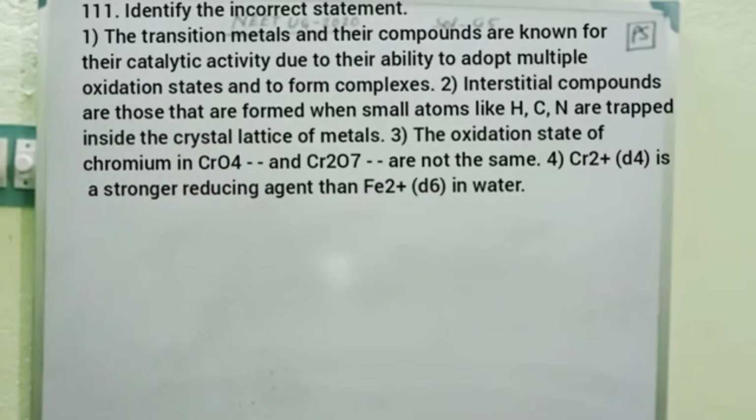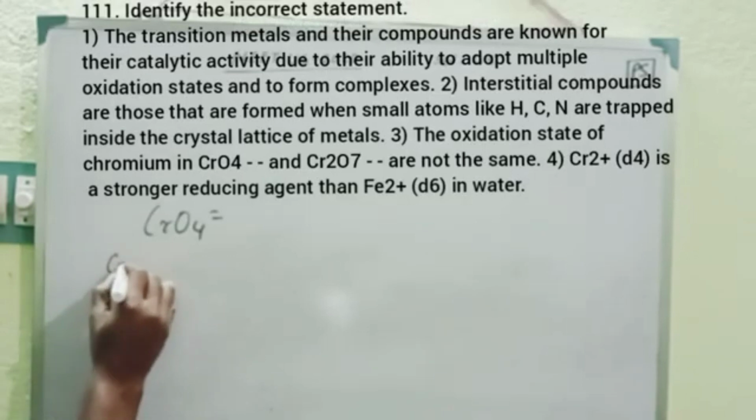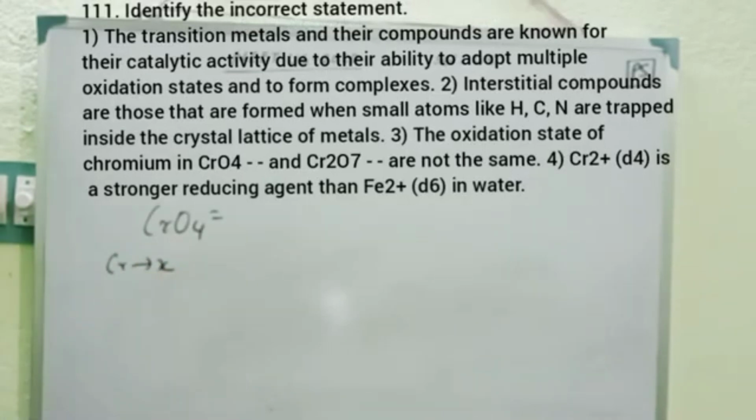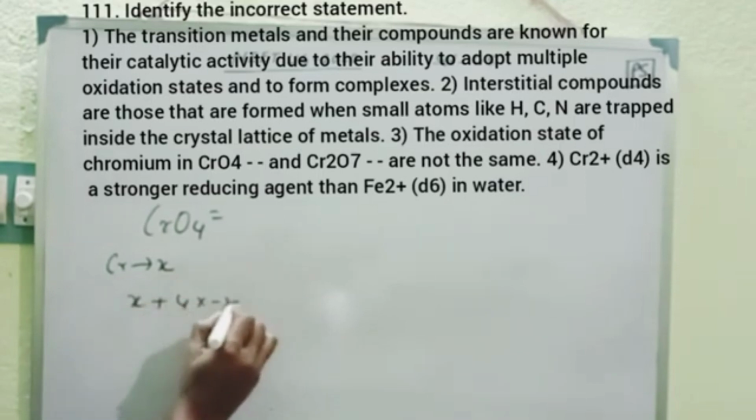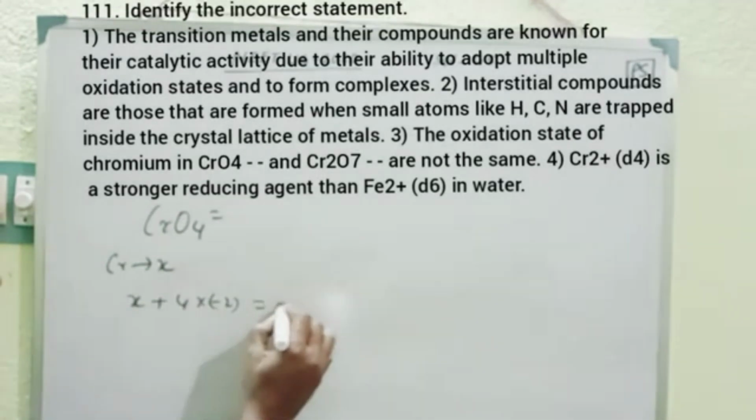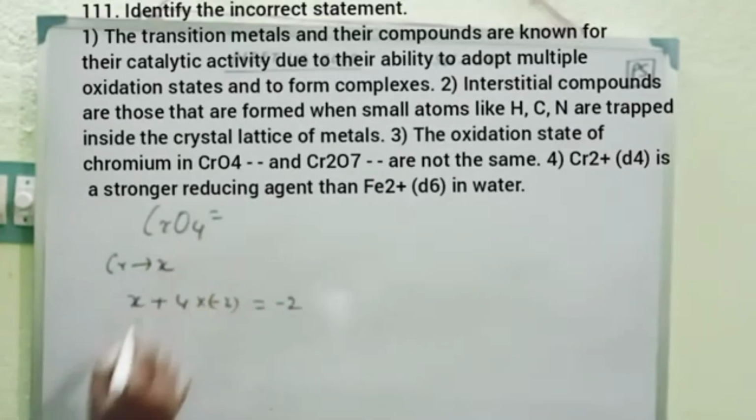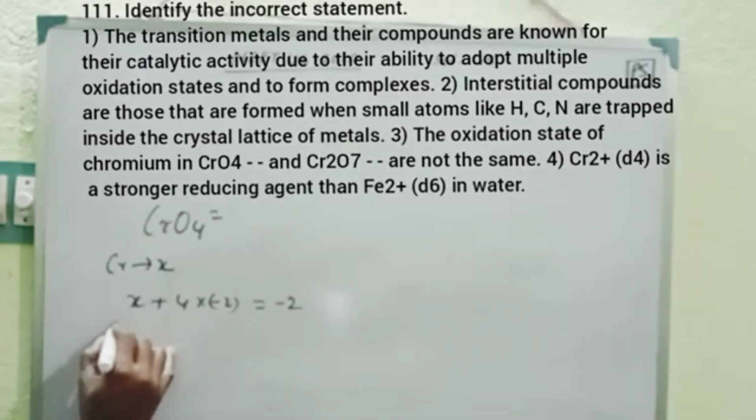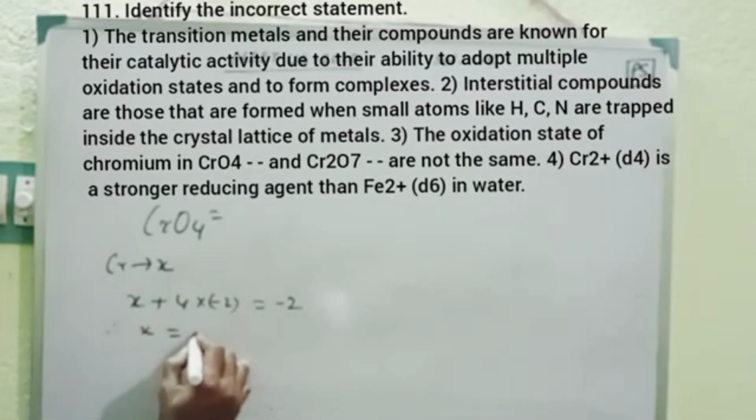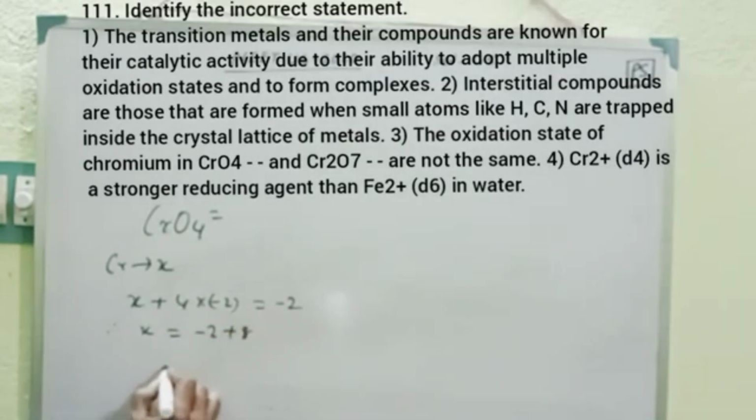Let us consider the oxidation number of chromium is X. For CrO4 2-, we can write the equation X plus 4 into -2 equals to -2, as the charge of CrO4 2- is -2. Therefore, X equals to -2 plus 8 equals to +6.